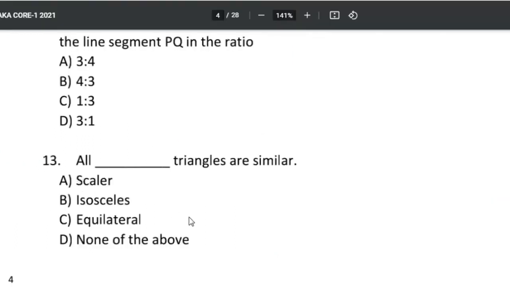Next question. All triangles are similar. Is it scalene triangles are similar, isosceles triangles are similar, or equilateral triangles are similar? The correct option for this question is equilateral. The reason is, in an equilateral triangle, all angles will be equal and sides are proportional. If you take any two equilateral triangles, their angles will be equal, which is 60 degrees, and their sides are proportional. So the correct option for this question is C, equilateral triangle.